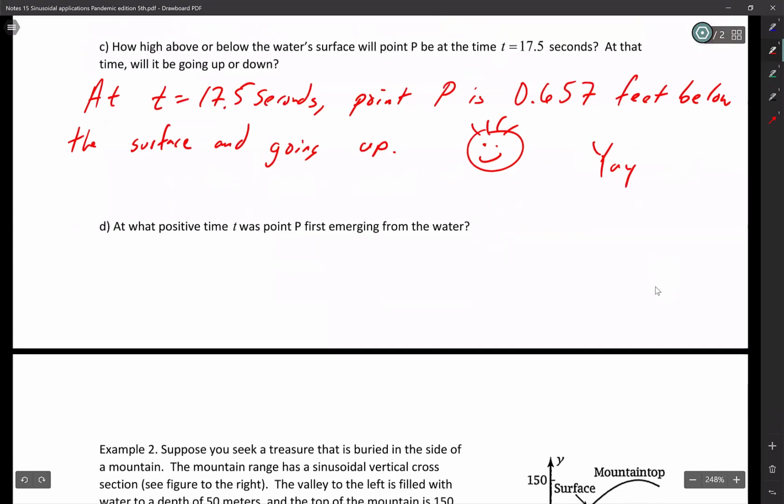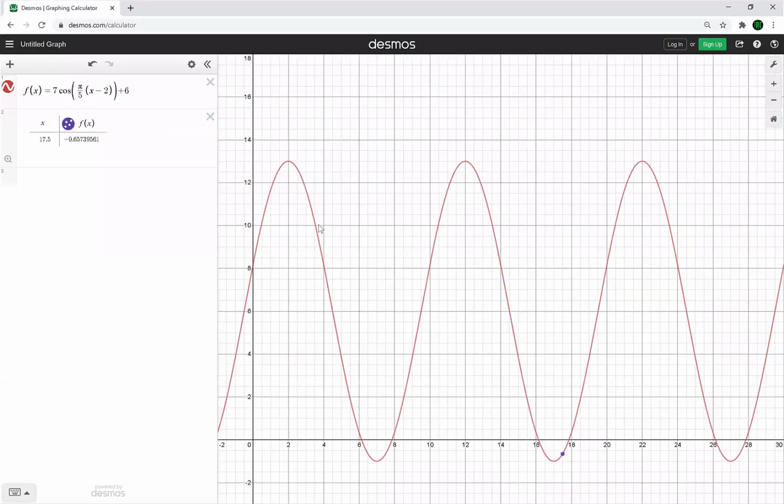Letter D. At what positive time t was point P first emerging from the water? Oh, no big deal. We can do that. Let's go to our Desmos. So I'm going to go to Desmos back, and we just look at our graph. Here's where I started at time 0. Point P went up, it went down. Here's when it first went into the water. I don't want that one. I want the one when it first emerges from the water.